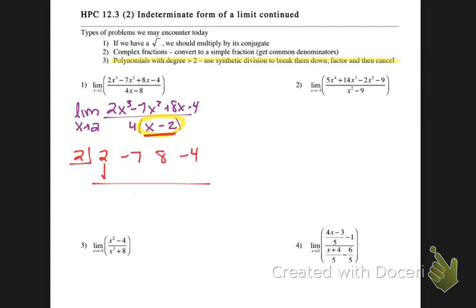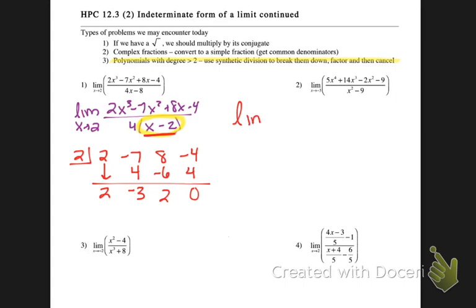So remember, drop down the first term. Then we multiply, so 2 times 2 is 4. Subtract, -7, we'll add in this case, -7 plus 4 is -3. Then -3 times 2, -6, add down, +2, 2 times 2 is 4, add down, we get 0. So now what happened is we just factored the top.